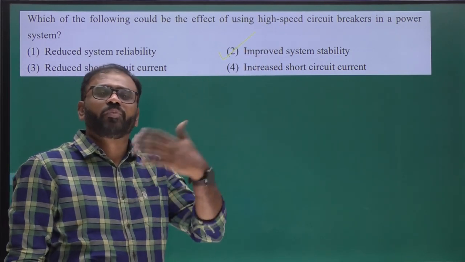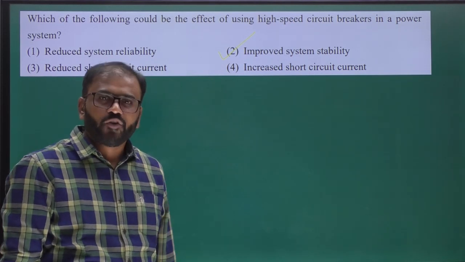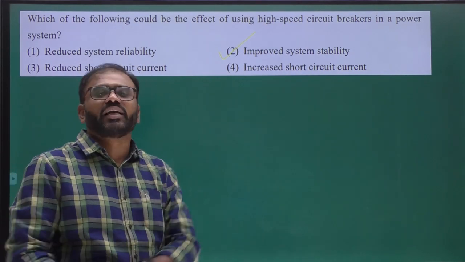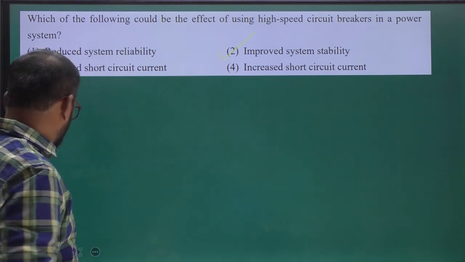This is one method of improving power system stability. That means by using high speed circuit breakers we can reduce the fault clearing time so that the fault clearing time is always less than the critical clearing time and the system stability is improved. So we'll move on to the next question.